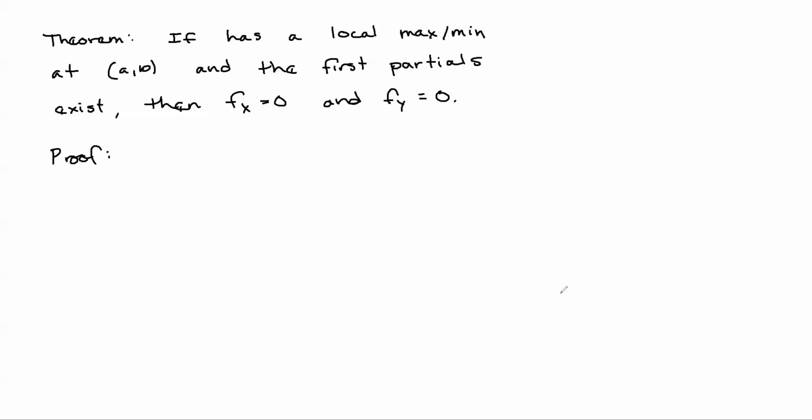All right, so how do we do that? First, let's go through and write down the information we have. So we're going to suppose f(a, b) is a local max/min, and the first partials exist.